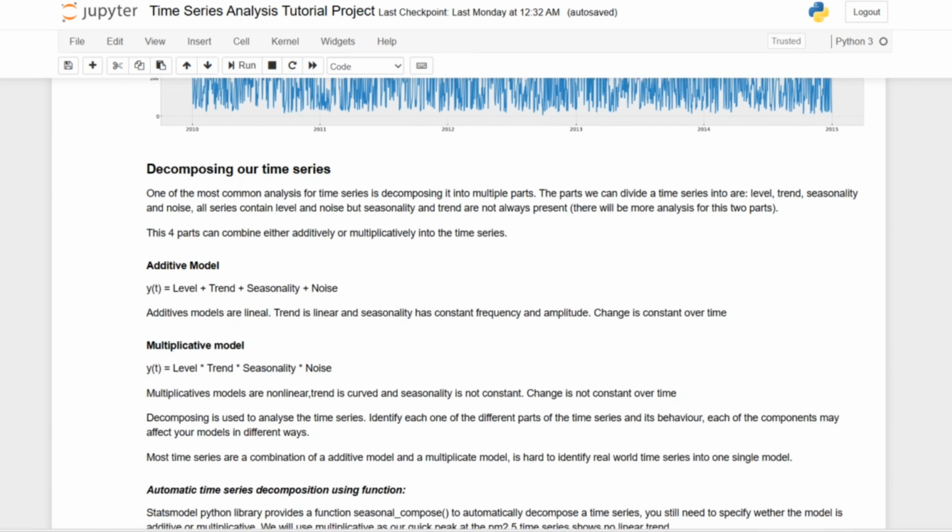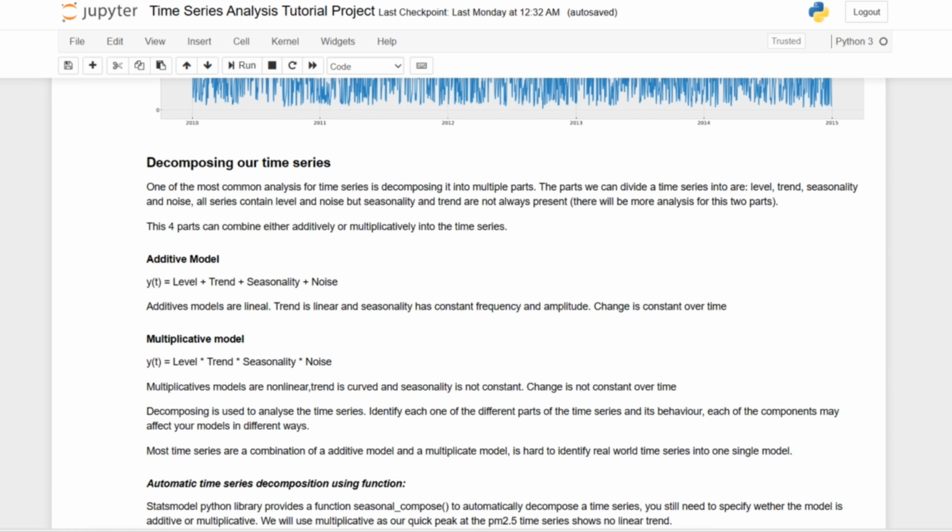There are two models, the additive model and the multiplicative model. For the additive model, this is the formula, guys. These models are linear. Trend is linear, seasonality has constant frequency and amplitude, and change is constant over time. For the multiplicative model, it's all multiplicative and non-linear. Here the trend is curved and seasonality is not constant. Change is also not constant over time. So we need to analyze this time series by decomposing it, identify each of these different parts, and see how it affects your model.